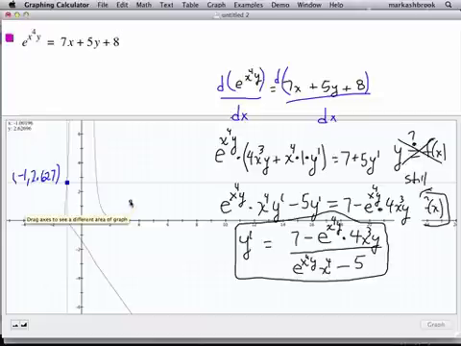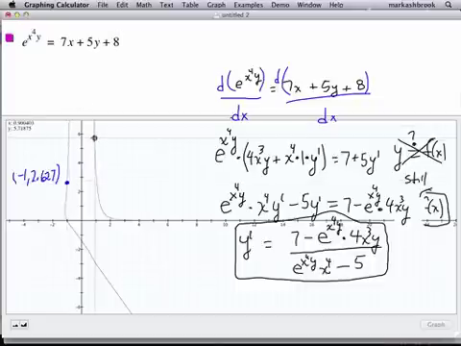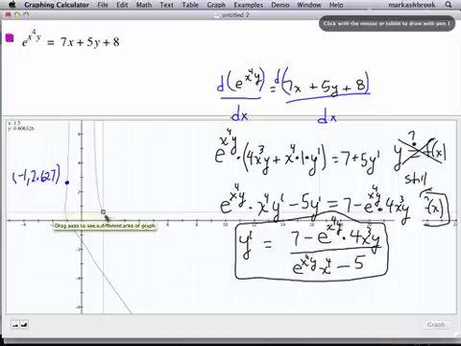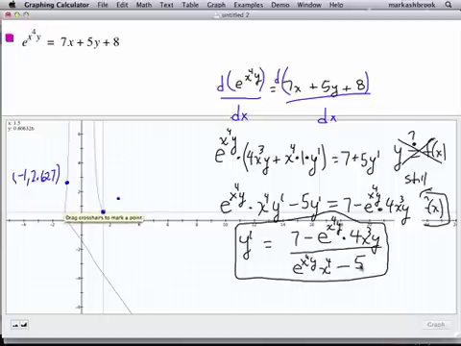Okay, and then let's do another point here. How about 1.5? Yes, I'm just making up examples. There we go. 1.5, 0.606.